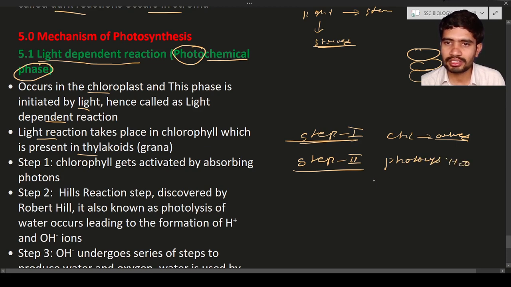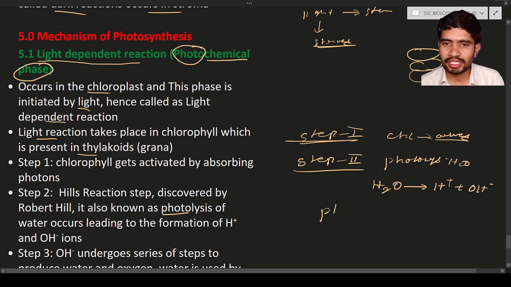Just now we have discussed what is photolysis of water. Water will be broken down into H plus and OH minus ions. So this is known as photolysis of the water. It is also known as Hill's reaction. Why? Because Robert Hill showed this reaction, hence it is discovered by Robert Hill, hence it is also known as Hill's reaction, and this is also known as photolysis of water.